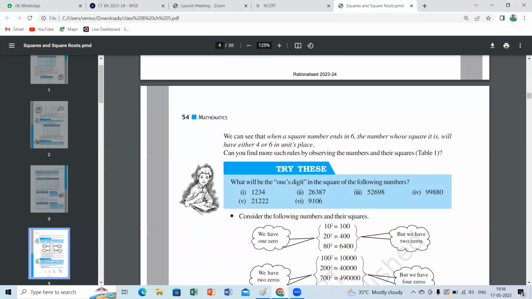For 4 and 6, what is the number you will get, children? One's digit, 6. Yes, ma'am. A square number ends with 6 for which numbers? The square number ends with 9 for 3, 7, 2, 8. 7 square is 49, right? Yes, ma'am.